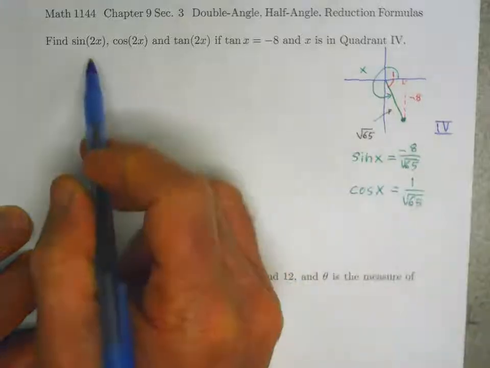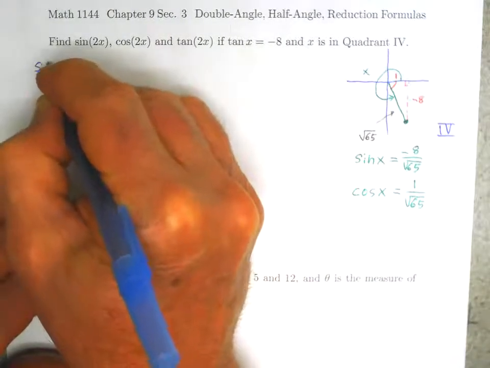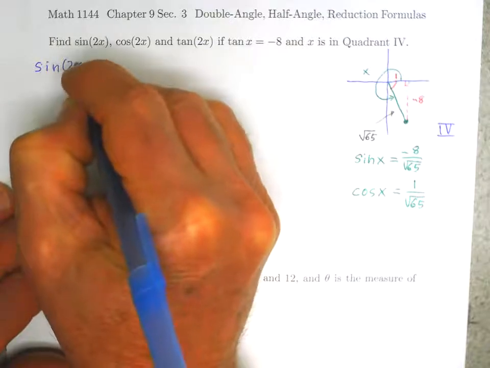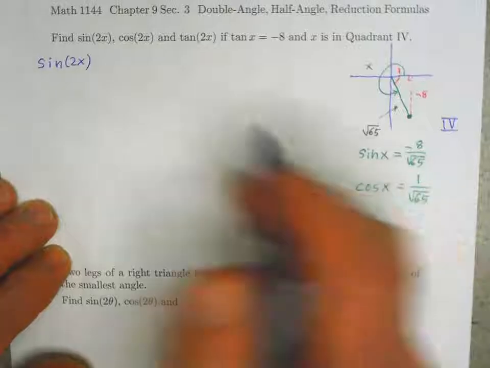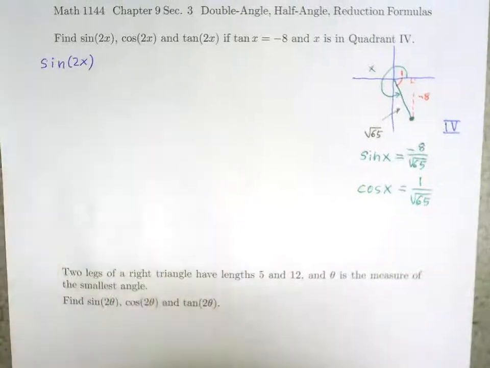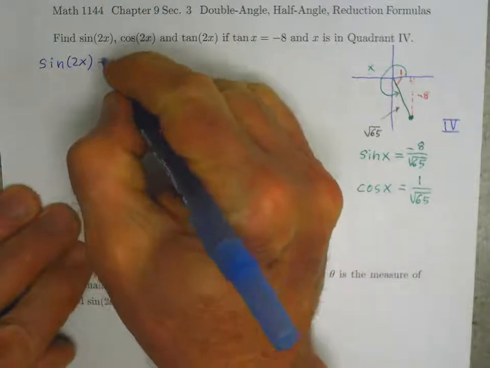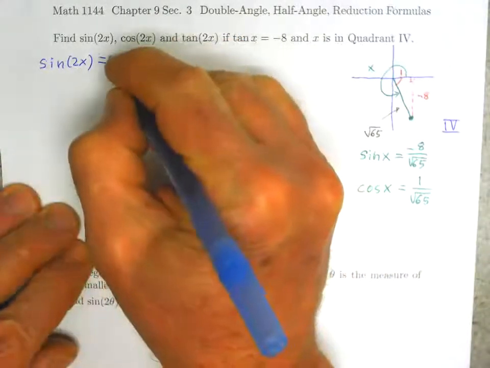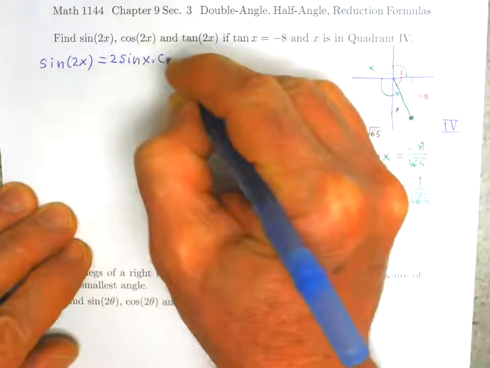Okay, so let's begin with sine of 2x. Sine of 2x, if you forget the formula, you can write it as sine of x plus x, and hopefully you'll remember the sum formula for sine. But either way, sine of 2x is 2 times sine of x times cosine of x.